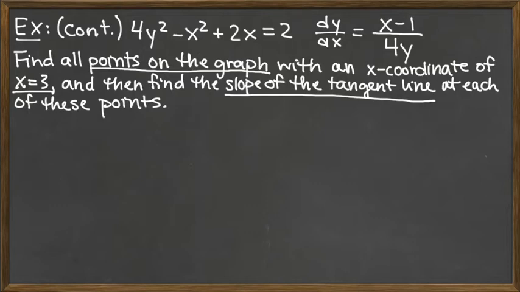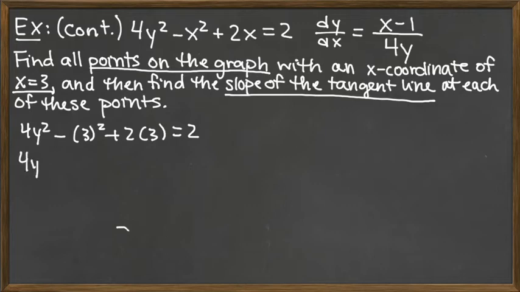So first, the algebra. We have x equals 3 dictated to us, and so we just want to plug that in for the x values and figure out what y values would go with it to pair up for an ordered pair. So we have 4y squared minus, and we plug in the 3, so we have 3 squared, plus 2 times 3 is equal to 2. I've plugged in 3 everywhere there was an x in my implicit equation, and now we just need to do some algebra to figure out what the y's are.